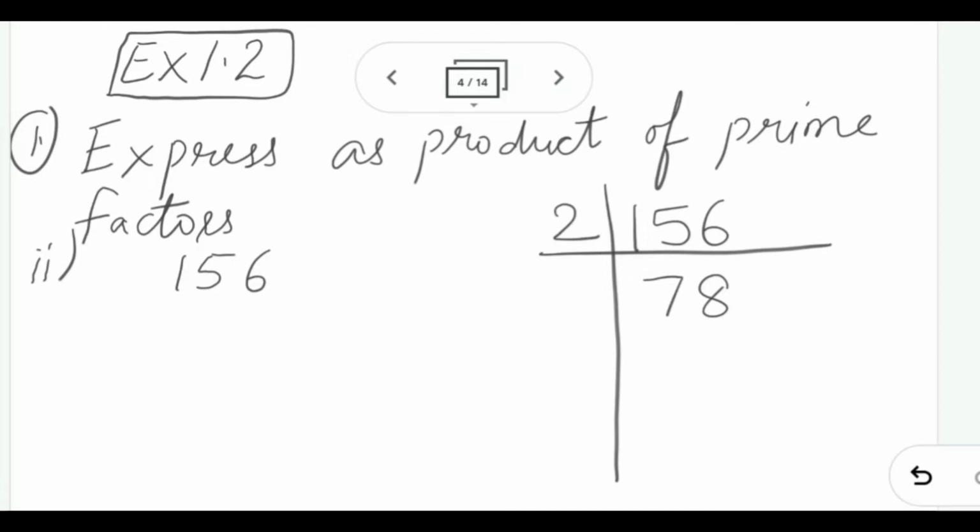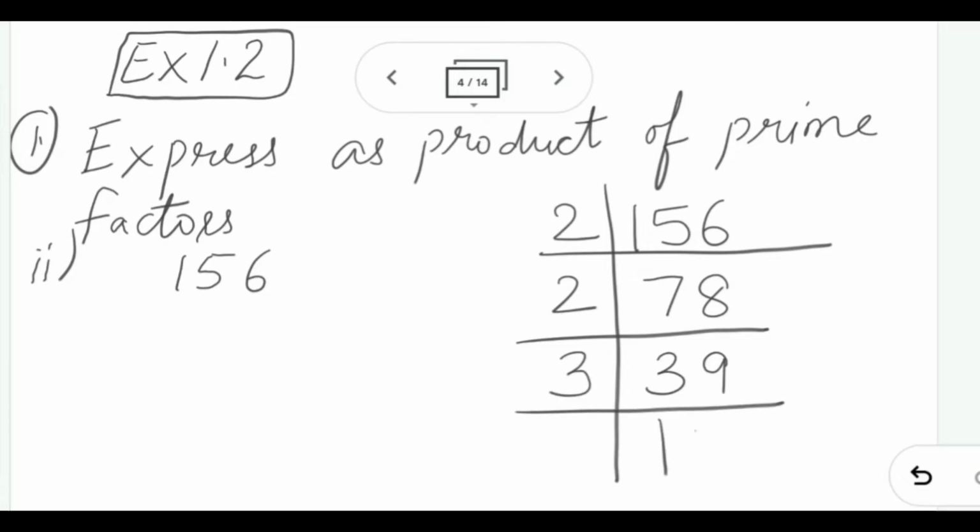Similarly, we can further think 78 has a factor of 2. 2 is a factor of 78 because it has 8 at the last. It is an even number. So if we divide 78 by 2, we will get 39. 2 39s are 78. Then 39, it's an odd number. It doesn't come on 2's table. Then we have to think of some other prime number which is its factor. Now we know it will come on 3's table. 3 13s are 39. Then we have 13.